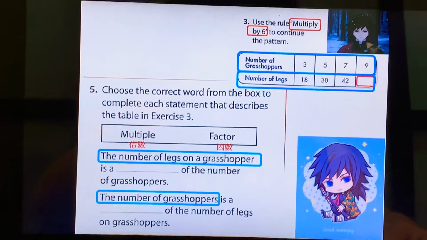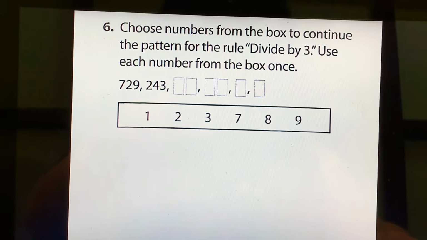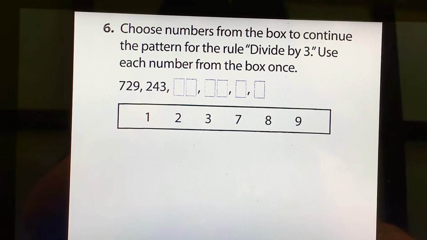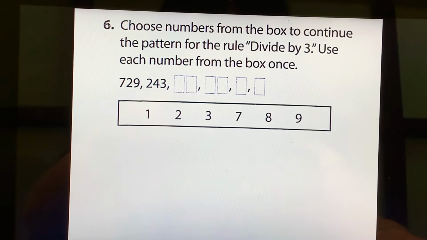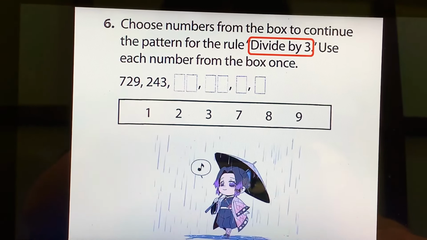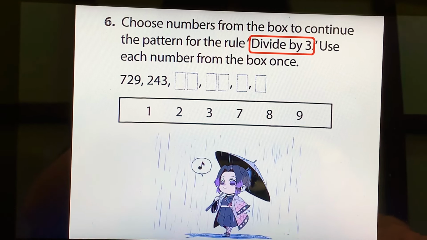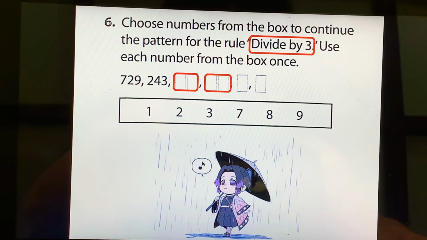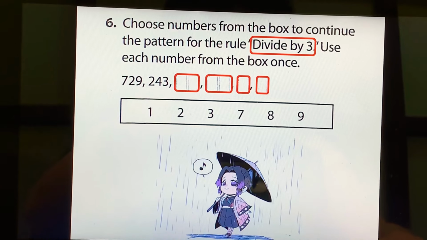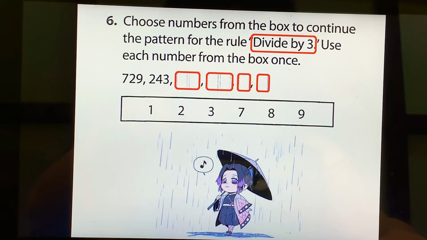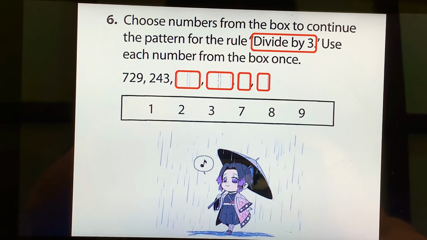Let's move on. Choose numbers from the box to continue the pattern for the rule. Divide by 3. Use each number from the box once. Let's move on.